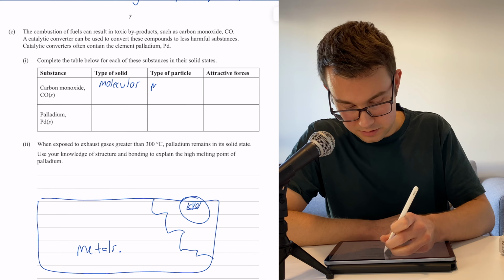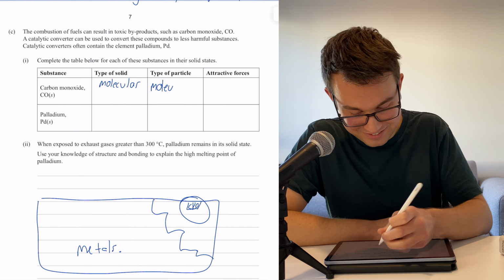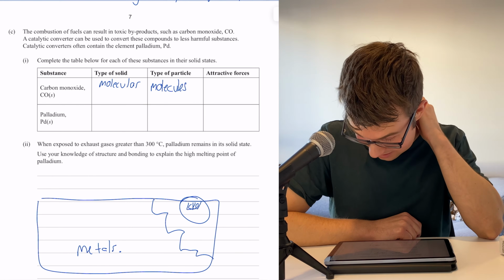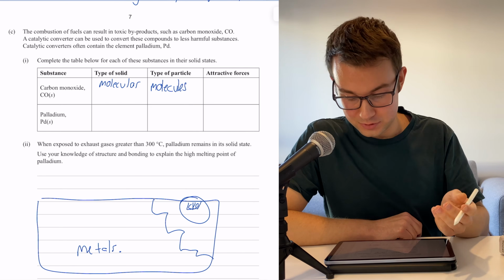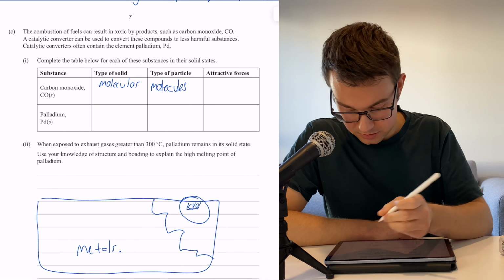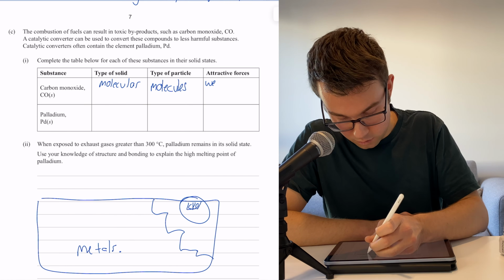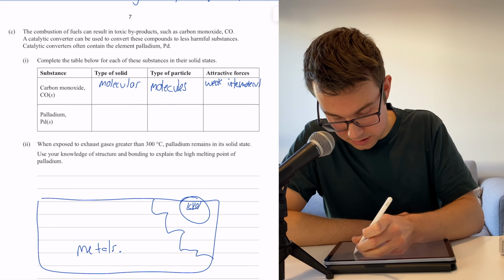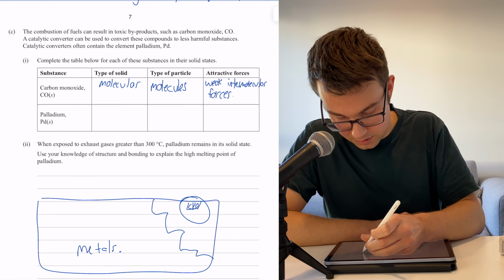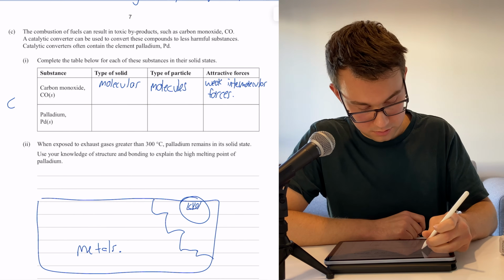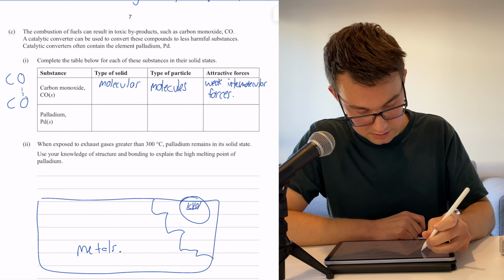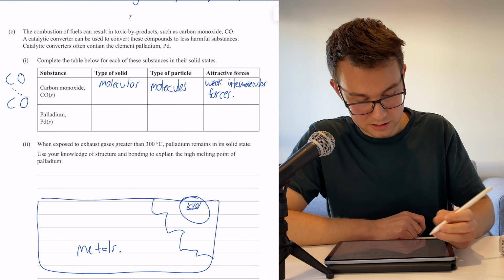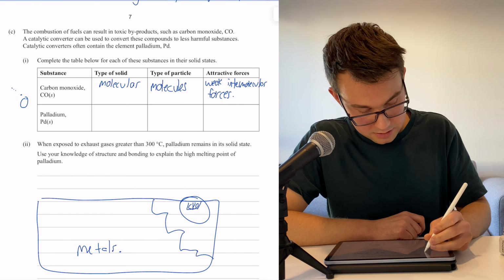What's the type of particle? Molecules. See what I mean? It's a silly table. Okay. Attractive forces. We covered this in the first question. We know that between molecules you have weak intermolecular forces. That holds together the individual molecules of CO. This sort of vibe. The weak intermolecular forces between the CO molecules. Okay, we don't need to know that.